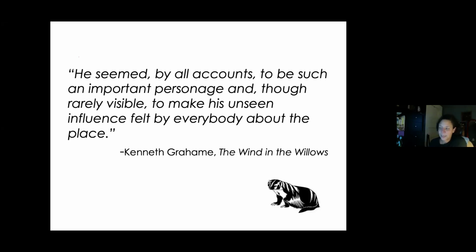And I think this quote here from The Wind in the Willows captures the essence of badgers, and American badgers in particular, quite well. It says, "He seemed by all accounts to be such an important personage, and though rarely visible, to make his unseen influence felt by everybody about the place." So even though badgers are fairly secretive, they actually have an important role in the landscape due to some of the aspects of their biology that I'll discuss.